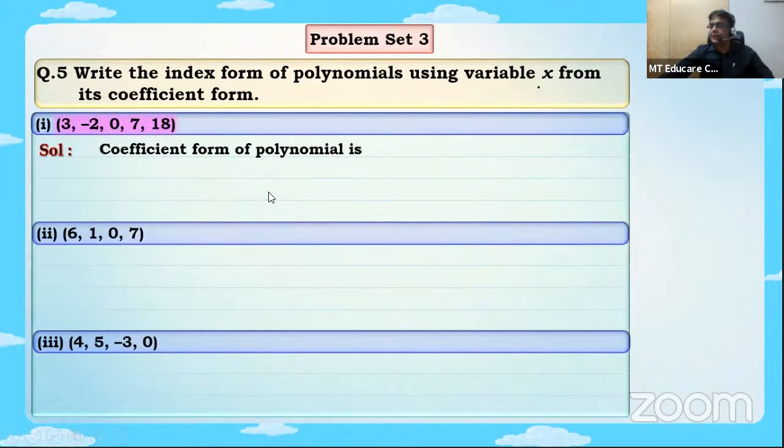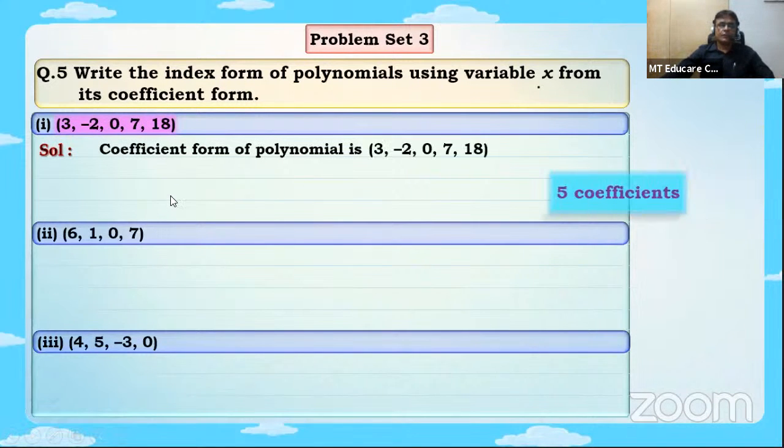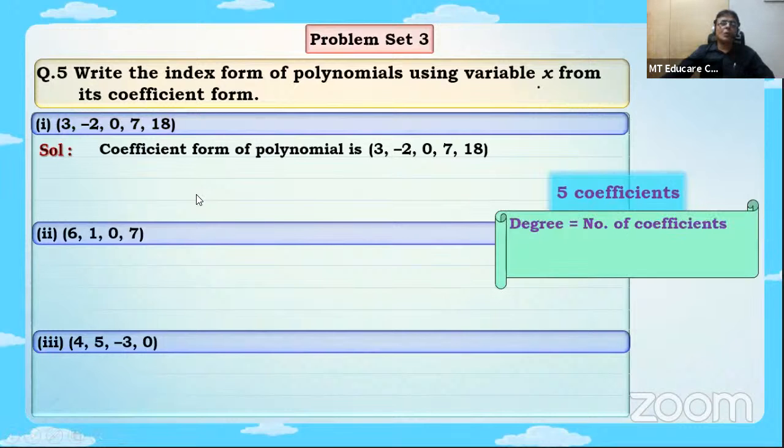Number of coefficients are 5. Got it? So it is 5 minus 1. 5 minus 1 is 4. So I'll write here 4. Correct? चलो अभी पावर 4 से चालू करें.